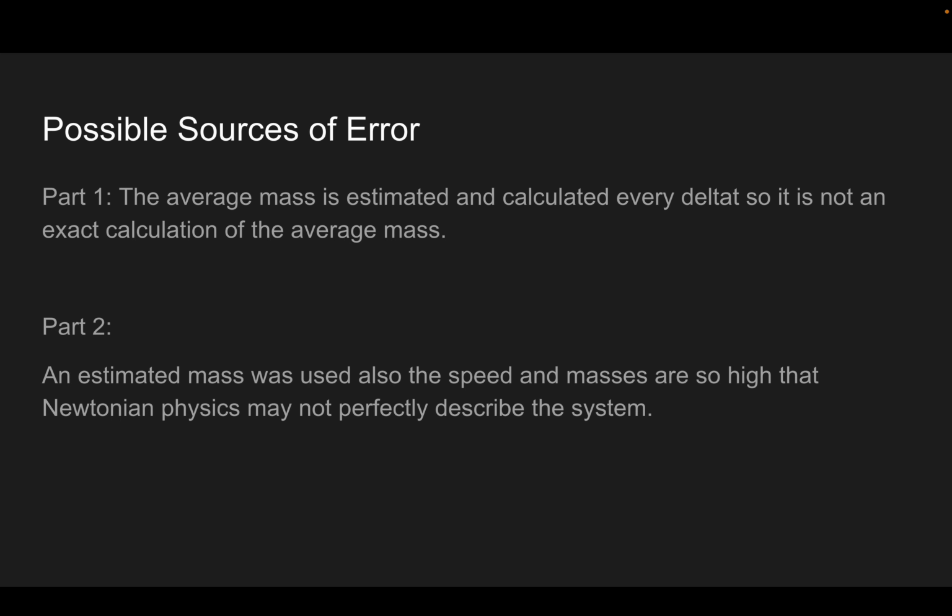So the possible sources of error are that for part 1, the average mass is estimated and calculated every delta t, so it is not an exact calculation of mass. No, it is an exact calculation of the average mass, but not of mass itself. An estimated mass was used in part 2 from part 1. Also, since the speeds are very high and the mass of the black hole is very high, it's possible that Newtonian physics may not perfectly describe the system.